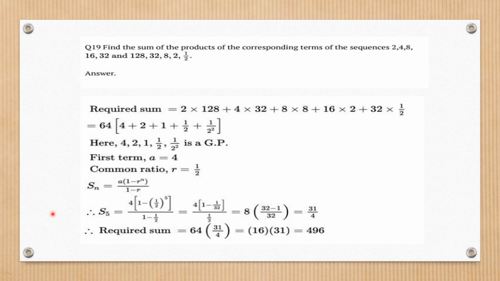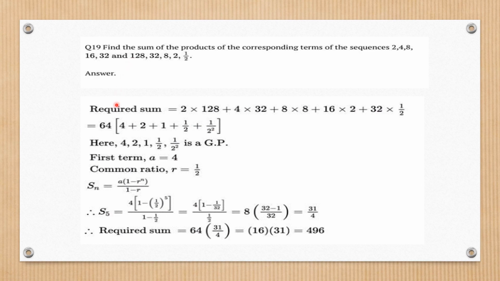Question number 19: find the sum of the product of corresponding terms of the sequences 2, 4, 8, 16, 32 and 128, 32, 8, 2, half. There are two sequences, two GPs, five terms each. You have to find the sum of their products. You will not go directly like 2 into 128, multiply and then add up. You have to use the concept of GP.